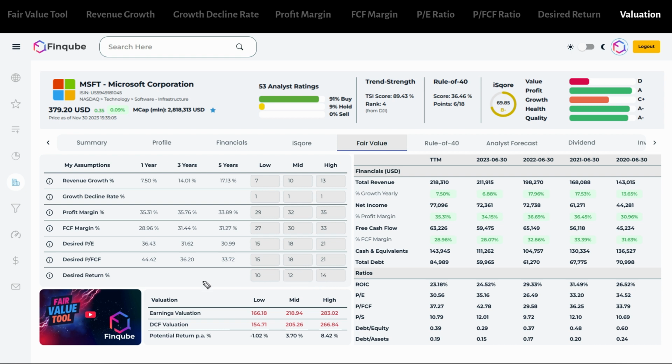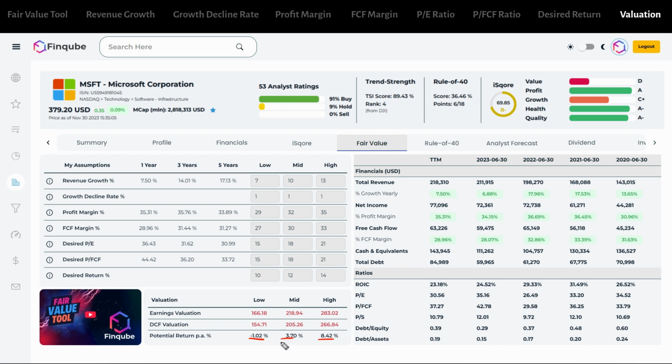And now we come at the end to the valuation. I think that's the most interesting part here, because based on our assumptions, we see direct the fair value ranges we have in the low, we have in the mid, and we have in the high. And the nice thing here with our software is that you see direct what is your potential return if you would invest right now. Not based on your fair value ranges. No, what would be the potential return if you invest right now?